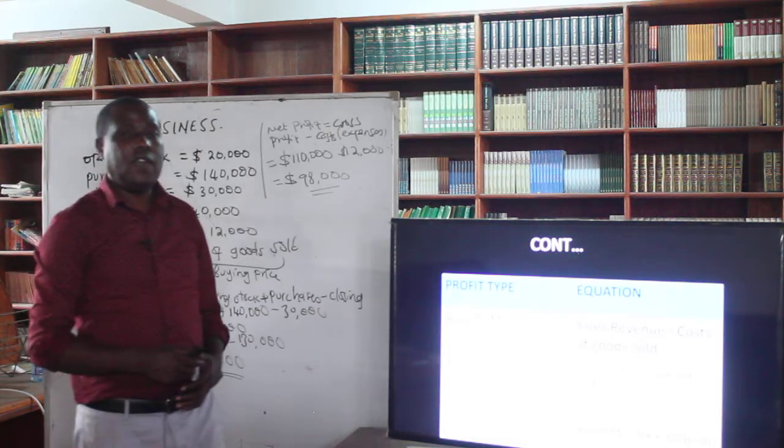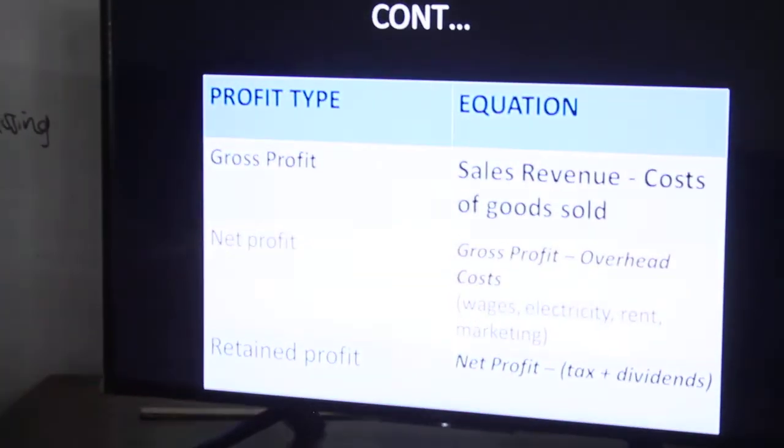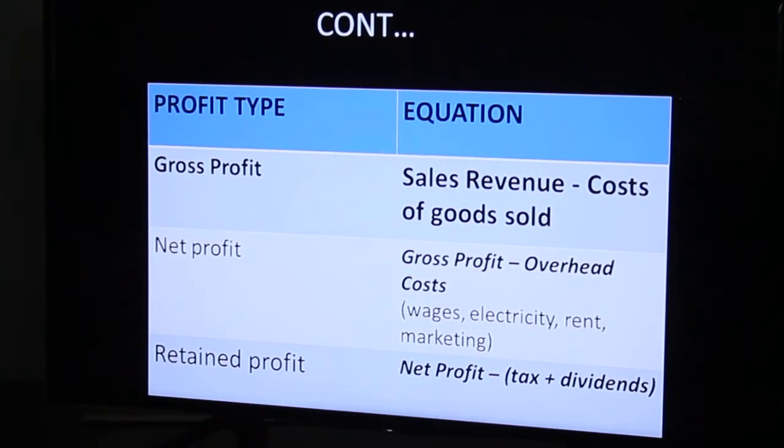So let's look at the various types of profit. We have gross profit. We have said this is sales revenue minus cost of goods sold. Net profit is the gross profit minus overhead costs, which include things like wages, electricity, rent, marketing, transport, and so forth. Then retained profit is basically net profit minus tax and dividends.